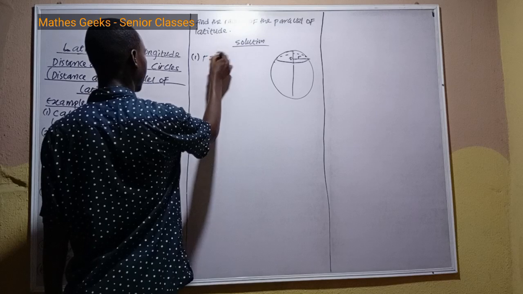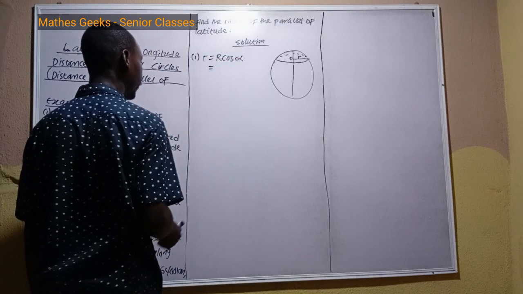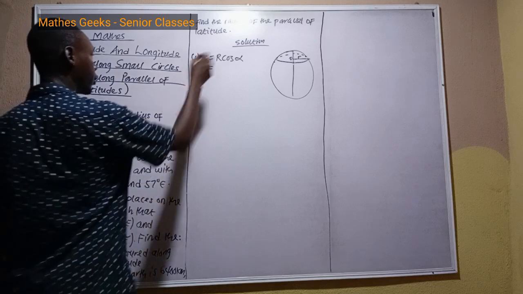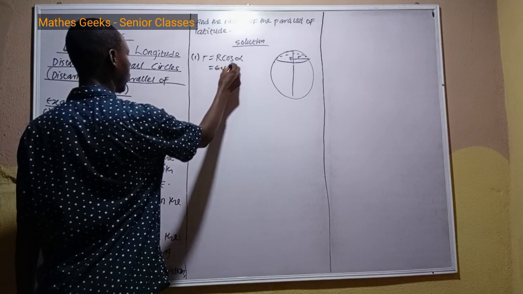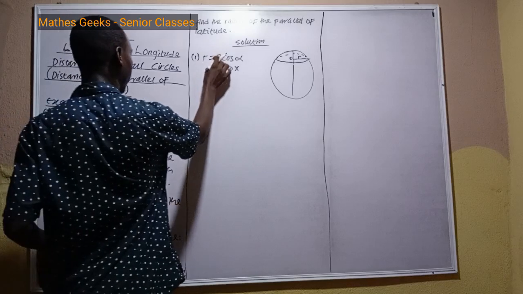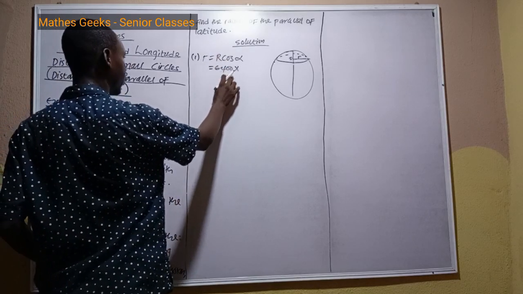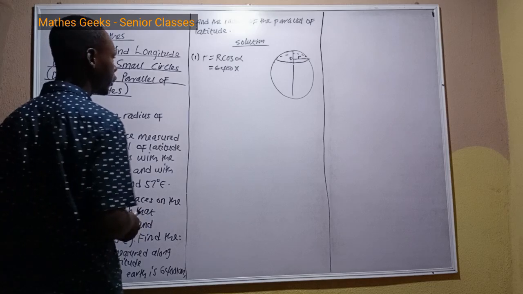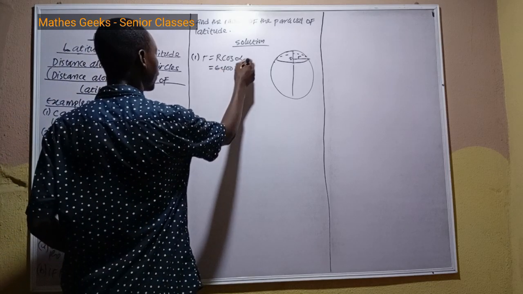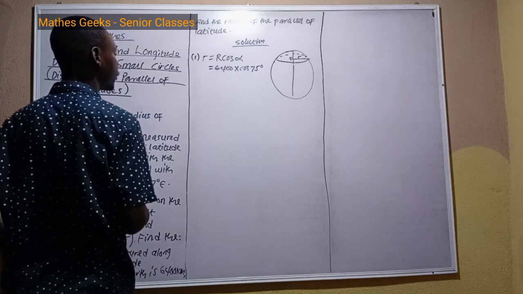And the formula is r is equal to R cos alpha. So the radius of latitude 75 degrees north will give us 6,400 times cos 75 degrees north. If you are not given R, the Earth's radius arbitrarily has the value 6,400 or 6,370 kilometers, so that's what we're going to use.